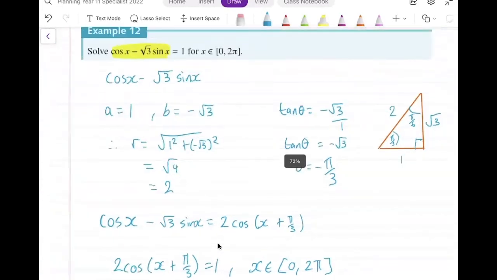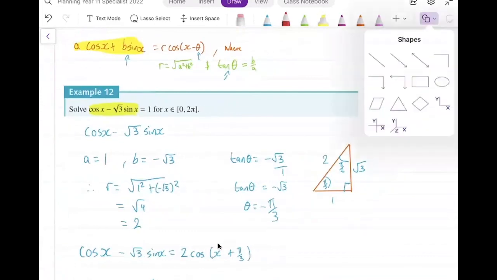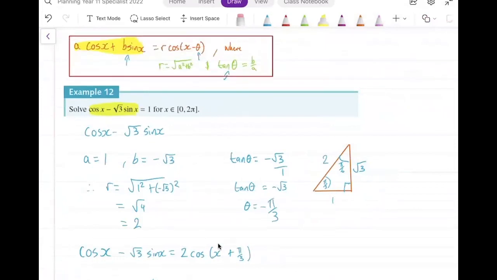Just bear in mind, this is not in your formula sheet, so you will need to have some memory. Write this one down because you need to remember this one.